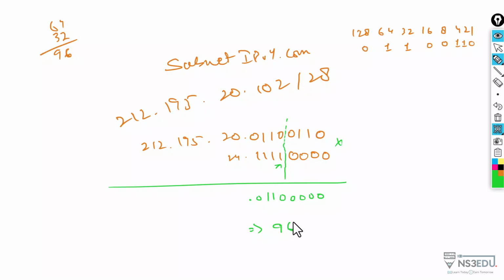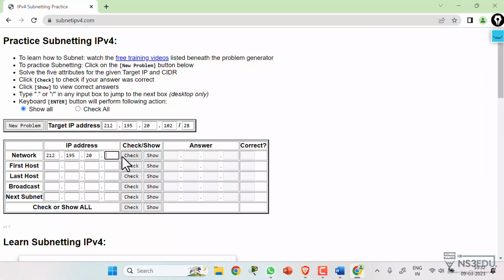96, which means that 212.195.20.96/28 is the network ID. Let us see. Dot 96. Okay, once you write this IP here, check this. It's correct? Yes. If you did something wrong here, and I check now, it's saying no. So what is the correct answer? You will click on show and it will show you the correct IP address.